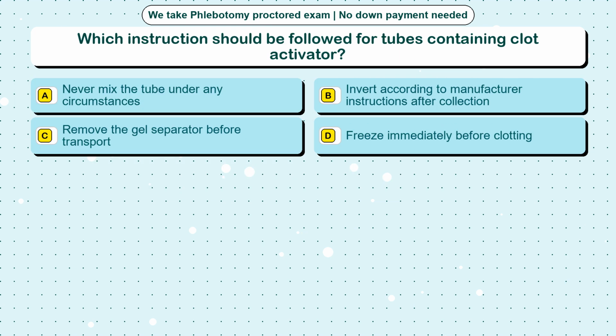Question 6. Which instruction should be followed for tubes containing clot activator? Option A. Never mix the tube under any circumstances. Option B. Invert according to manufacturer instructions after collection. Option C. Remove the gel separator before transport. Option D. Freeze immediately before clotting.